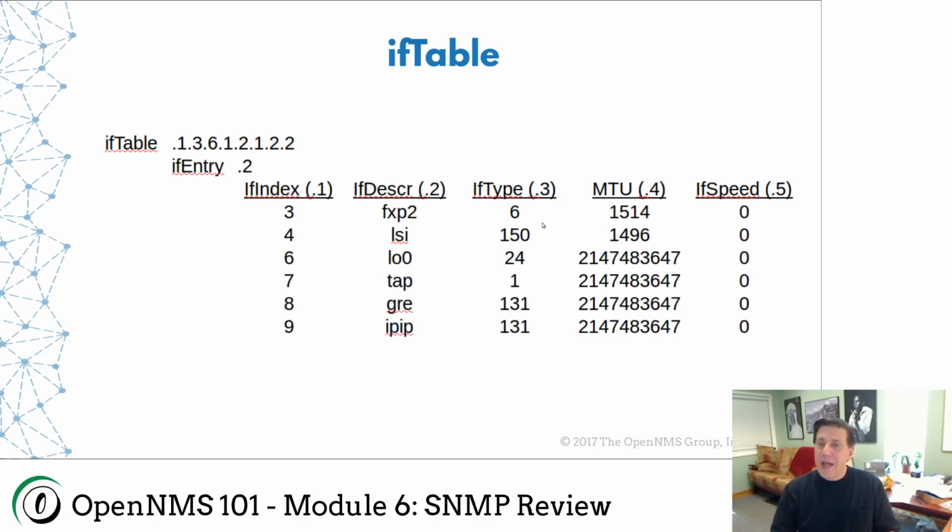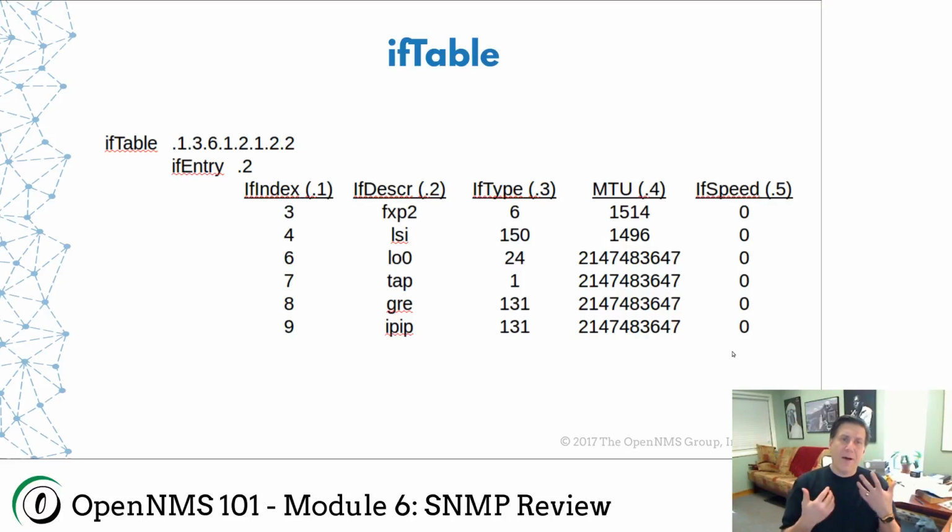And its IF type, there's an entire IF type table. 6 just happens to be Ethernet. One of the other common ones is 24, which is loopback address. As you can see, there's a loopback address here. We've got MTUs, which is 1514; 1500 tends to be the MTU for Ethernet. This is actually what for IF speed for all these interfaces it returns 0.